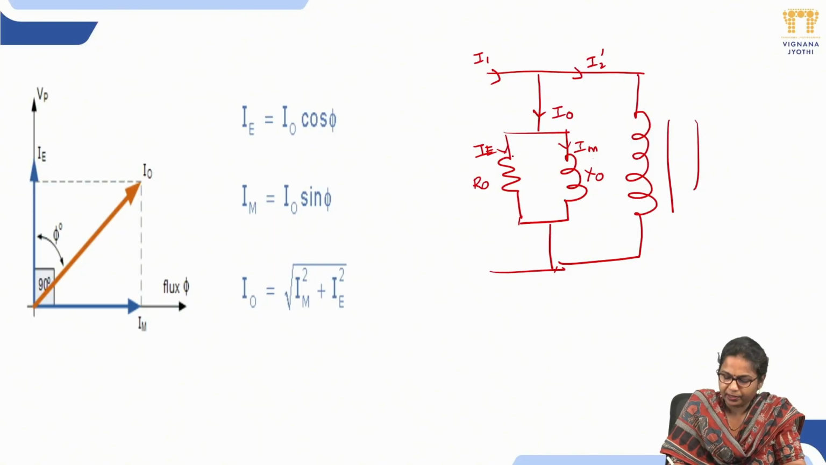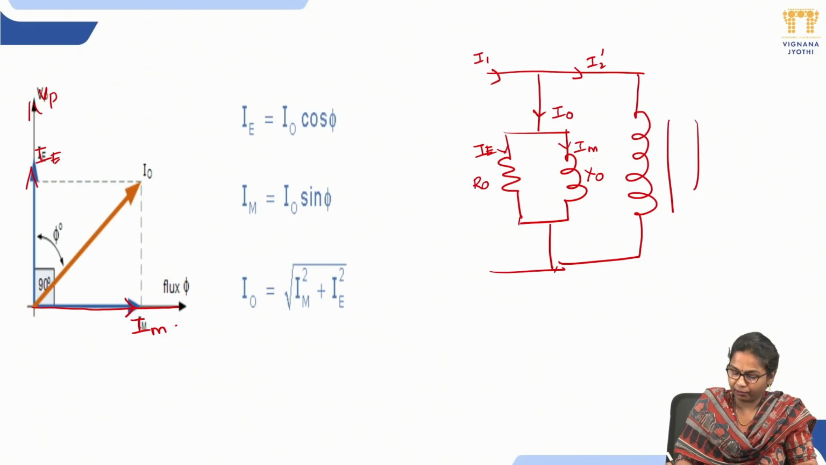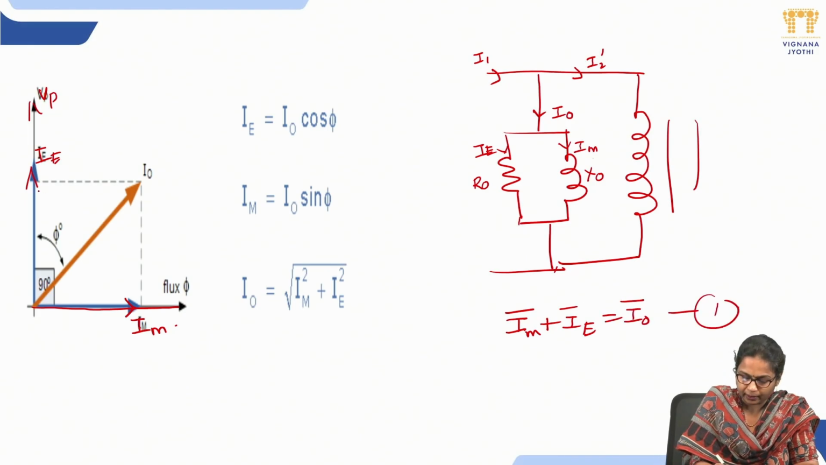The current we have represented with this, we have considered it as your magnetizing current, and the resistor component will always be in phase with the primary voltage Vp. The resultant of these two, Im and Ie, gives rise to your no load current. So this is how we have the vectorial addition of these two, and we got I naught.